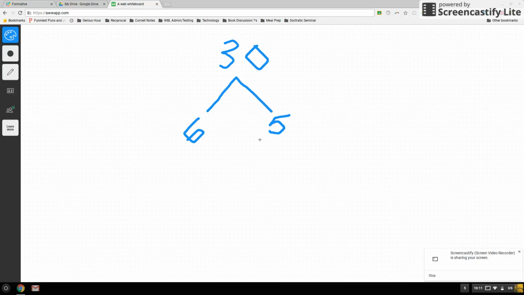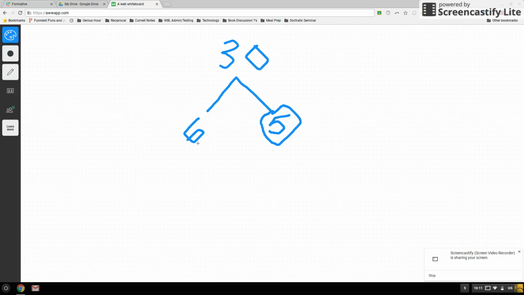So now I found those two factors, 6 and 5, and I'm trying to work this down until I get prime numbers. Well, I know that 5 is a prime number. I can only divide 5 by itself, so I can take 5 divided by 5, or 5 divided by 1. There's nothing else I can divide 5 by, so I'm going to put a circle around that because that is a prime number.